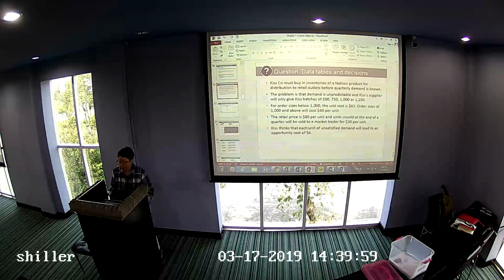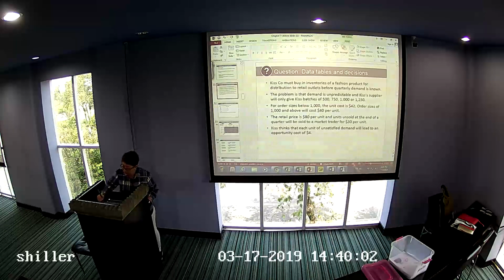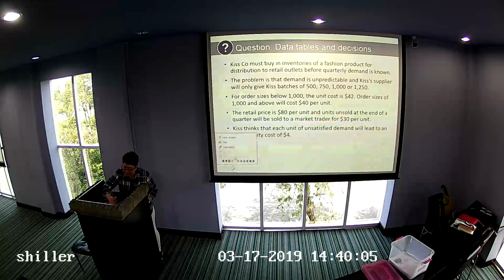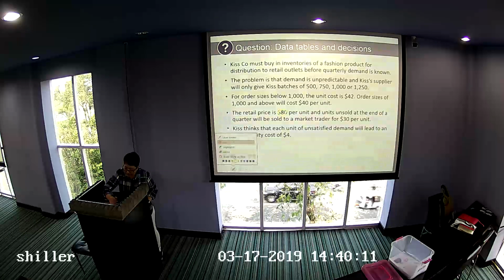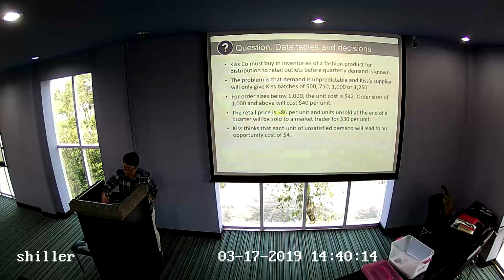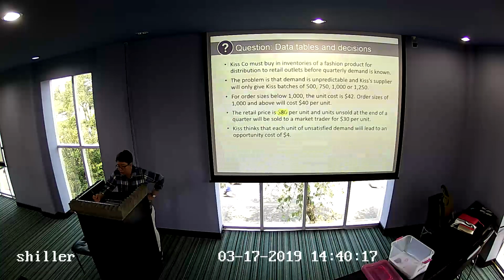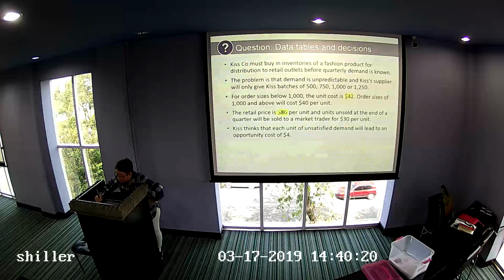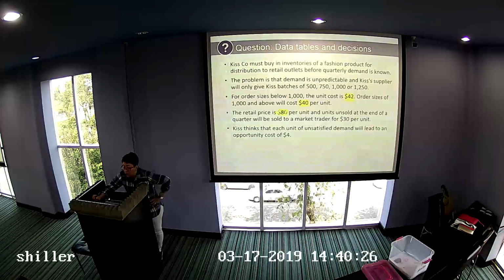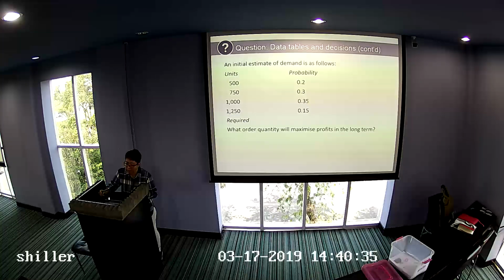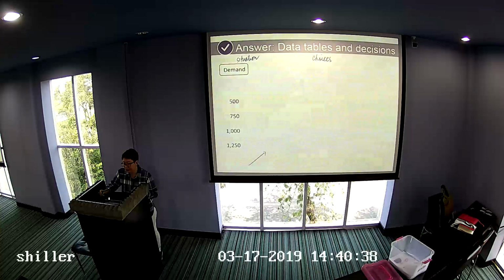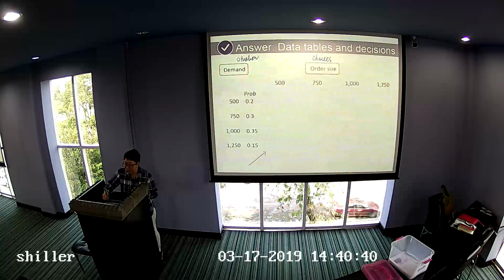What is the selling price? The selling price is 80. And then what are the costs? If it's below 1,000, it is 42. If 1,000 and above, it is 40. Correct? Remember how we prepare a payoff table? What is the payoff table now? We have to put in the profit, correct?